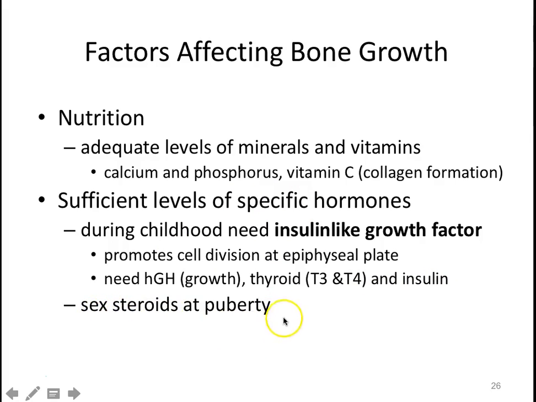Your different sex steroids at puberty will also influence how your bones grow. It's pretty obvious, but guys tend to have narrower hips than females, right? Females tend to have wider hips, narrower shoulders. Guys tend to have heavier shoulders. Guys tend to have more rugged jaw lines. Think of all those things, your typical male-female differences. Those are all going to be influenced by the sex steroids.